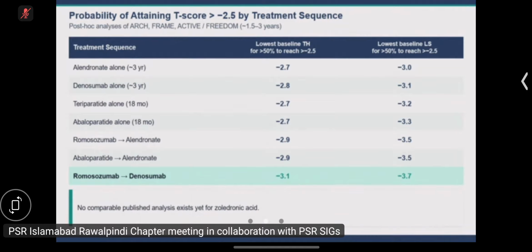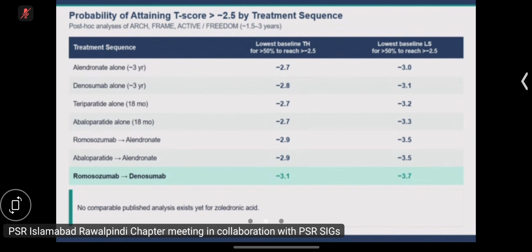Now this position statement also answered a very practical question, and that is the probability of attaining T-scores more than minus 2.5 by a specific drug. So these position statements actually established the lowest baseline T-scores at the various regions, which can then direct us towards choosing the appropriate treatment for the patient.